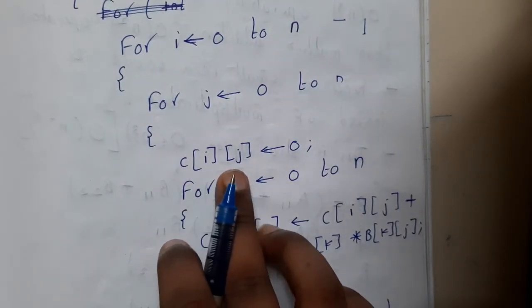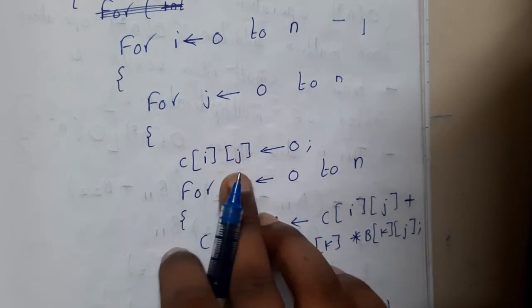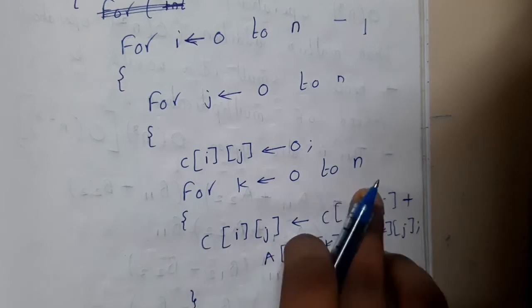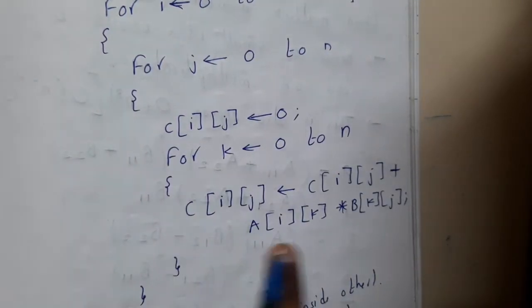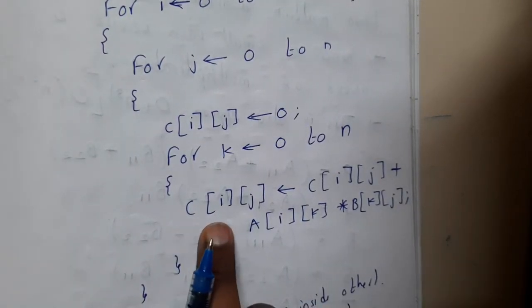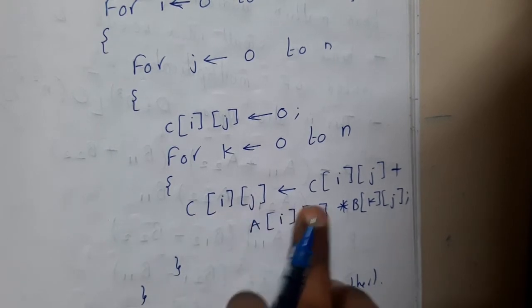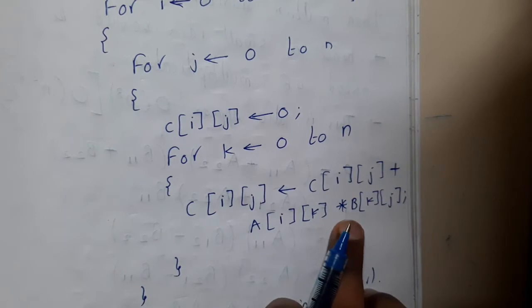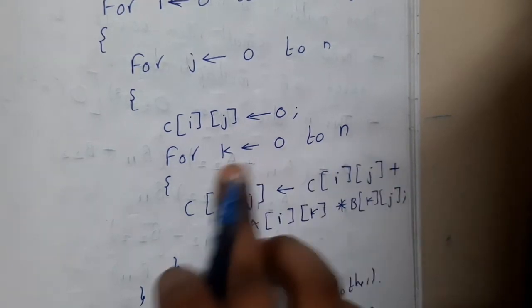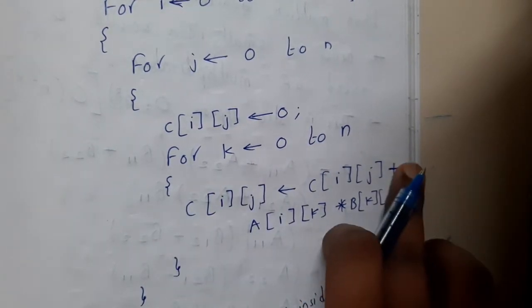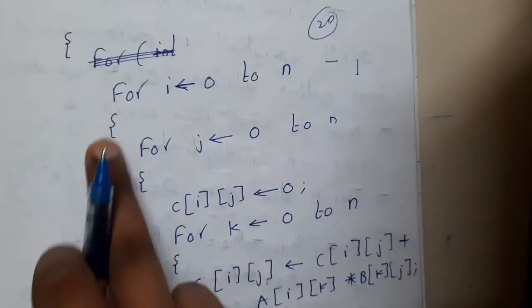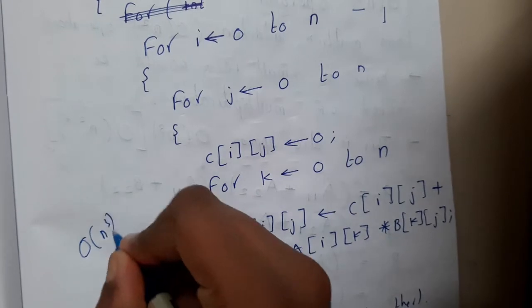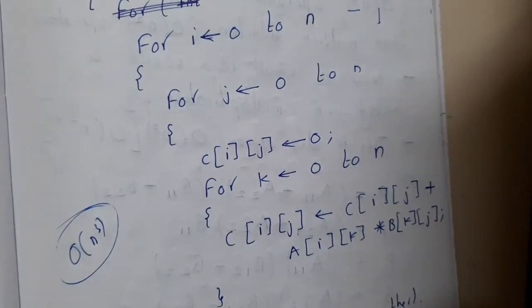Assume C[i][j] equal to 0. For k equal to 0 to n, here is the matrix multiplication logic: C[i][j] is equal to C[i][j] plus A[i][k] into B[k][j]. This is a small logic which you will be writing, but if you observe, this is inside 3 for loops. So the complexity of this problem will be big O of n cube.